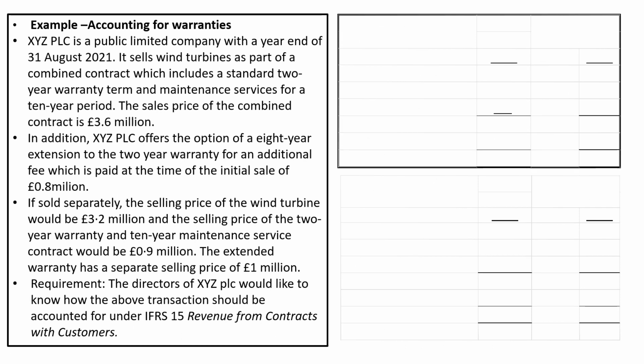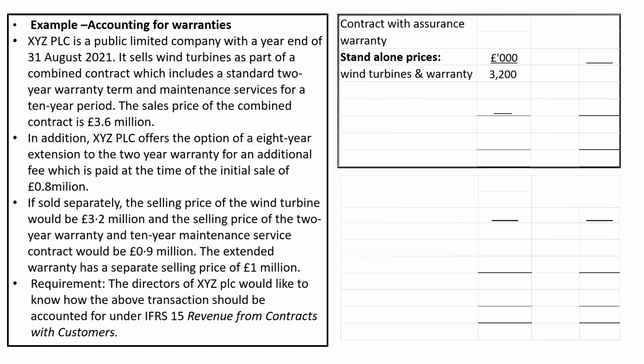So now we are going to allocate the transaction price to the performance obligations. We start with a contract with the assurance warranty, where there were only two performance obligations. Start with the wind turbines and warranty, which is 3,200, and then come to the maintenance service, and the standalone price is 900, or 900,000, and that gives us a total figure of 4,100.